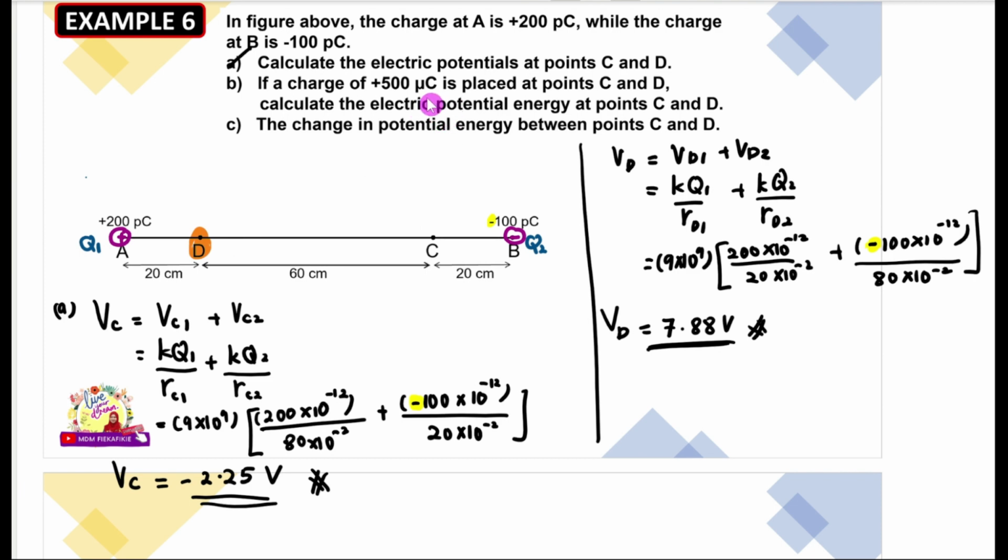Maknanya charge tu sama ada kita nak letak dekat point C ataupun D. Dia suruh buat dua jugalah, dua kerja. Calculate the electric potential energy at point C and D. Okay, kita buat point C dulu. Lepas tu kita buat dekat point D. Okay, so let's try to solve for B.